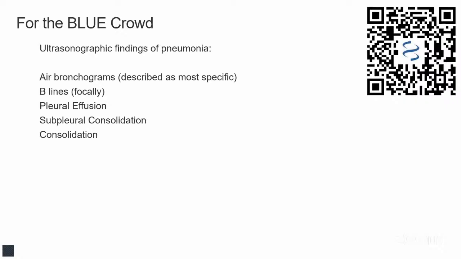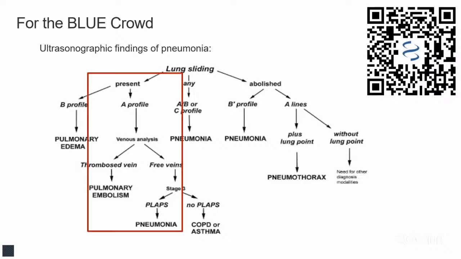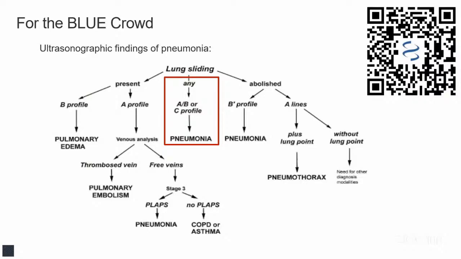So if we think about that blue algorithm, we can see that there are multiple different pathways that end with pneumonia as the final diagnosis, whether that's an A profile with a focal area of B lines at the base, or if it's just a mixture of A lines, B lines, and consolidations, or if it's an absent lung sliding with B lines just about everywhere.